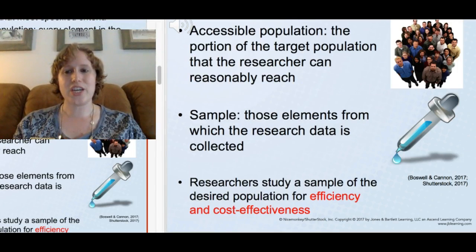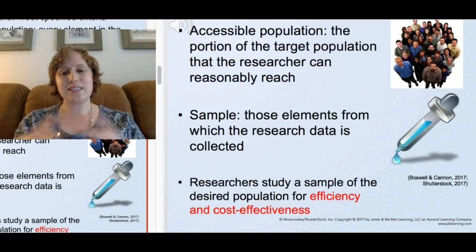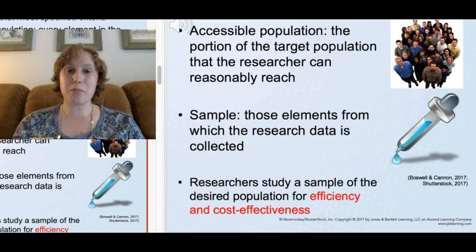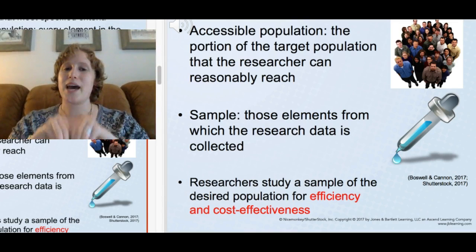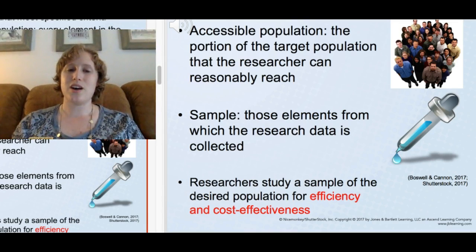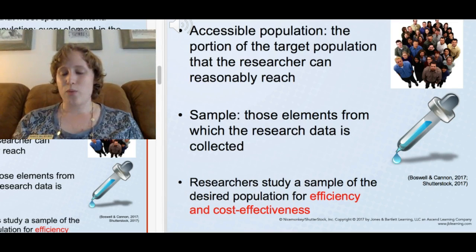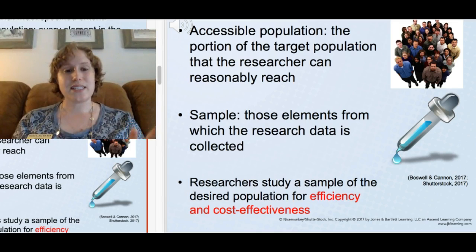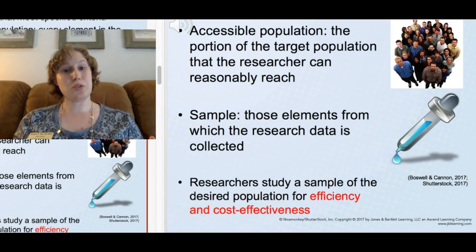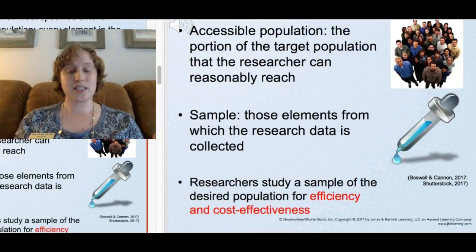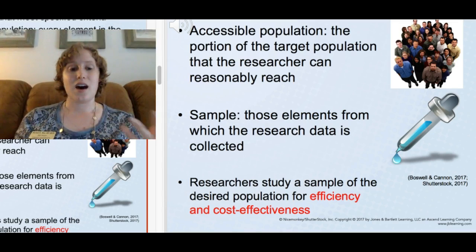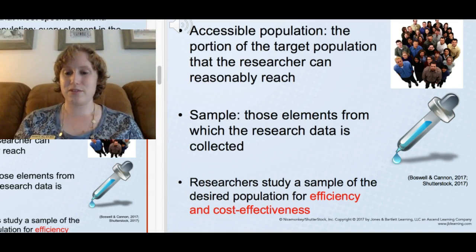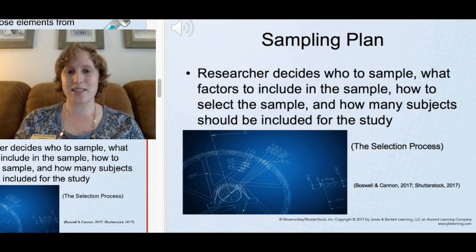Accessible population are those people that meet that criteria who are reasonably near the researcher and could be a part of the study. And from that accessible population, we get our sample, which are those who are actually going to be studied. One of the frameworks for all of this is, are our methods feasible, also known as efficient, cost-effective? We have reviewed this a lot in our research class. So we always have to think about feasibility in this process.